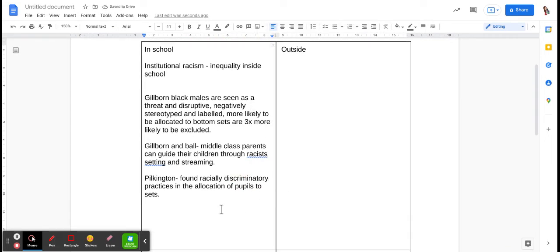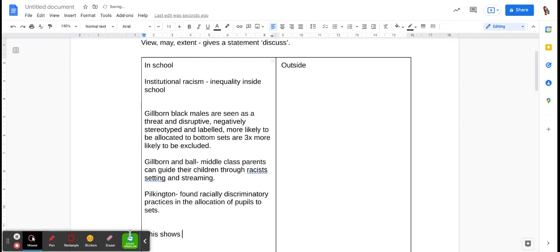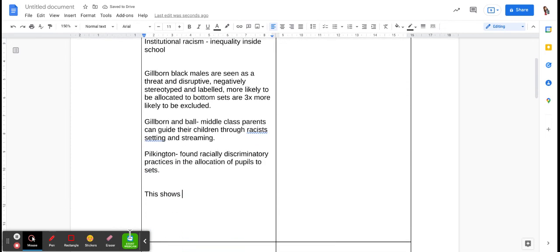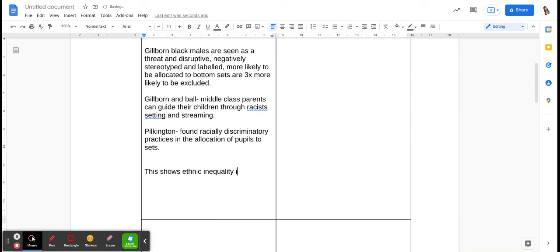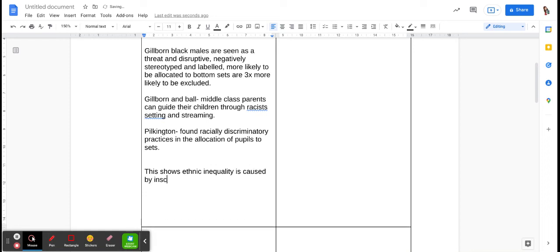Gilbourne, black males are seen as a threat. Gilbourne and Bull, middle class parents can guide their children through racist setting and streaming. And Pilkington found evidence of racially discriminatory practices. So my analysis, analysis of AO2, this shows ethnic inequality is caused by in-school factors. It shows it is caused by in-school factors.